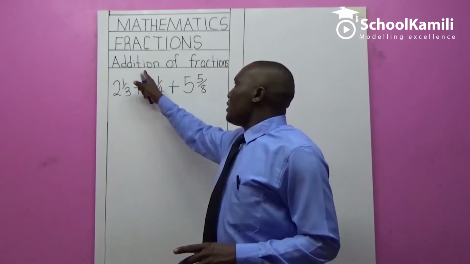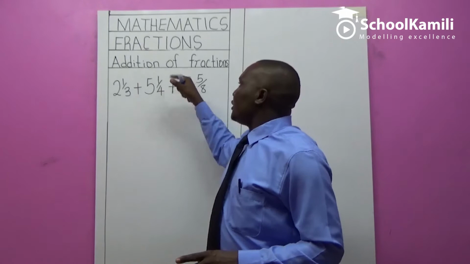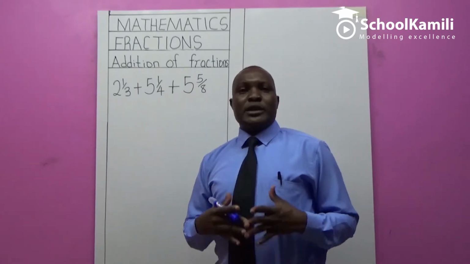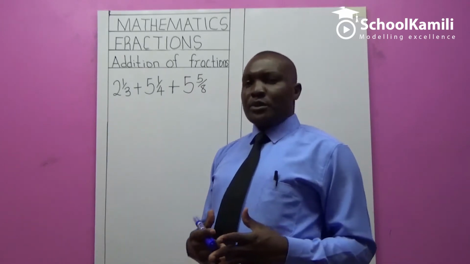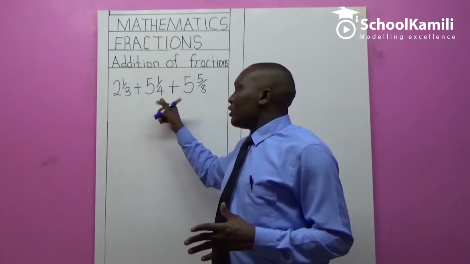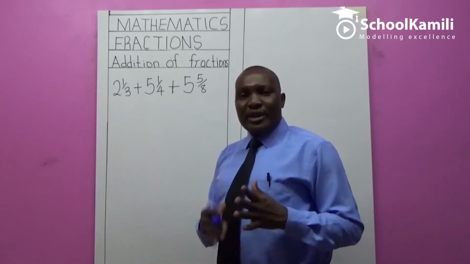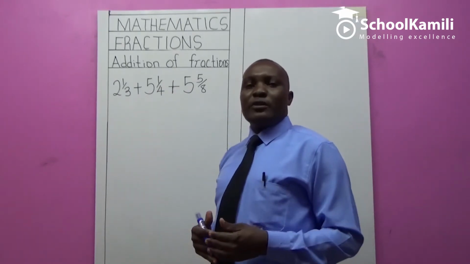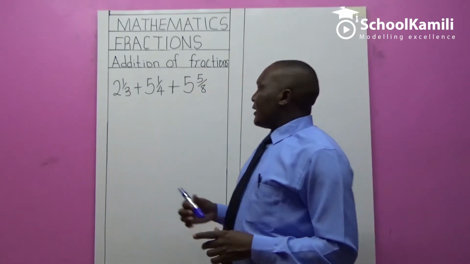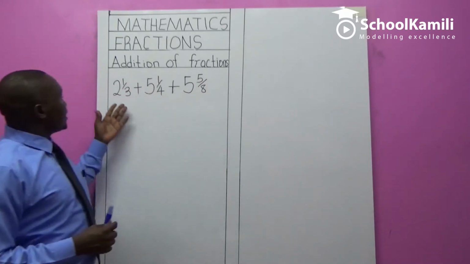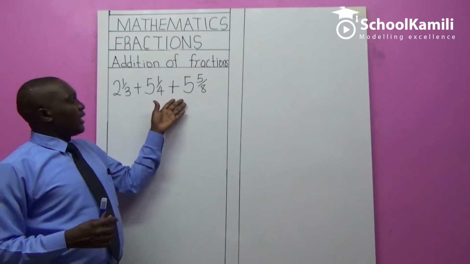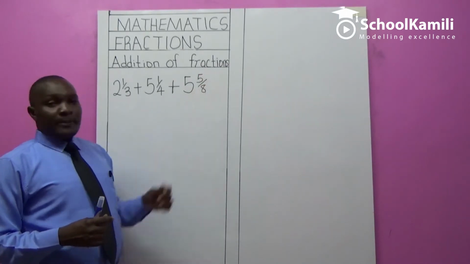Here, we are going to start with addition of fractions. How to add fractions. I want you to follow the steps on how you can add fractions like what we have written on the board here. Follow me with the steps. Make sure that you equip yourself with the steps, then you'll be able to get the questions right. Given such a question, take 2 1/3 plus 5 1/4 plus 5 over 8.